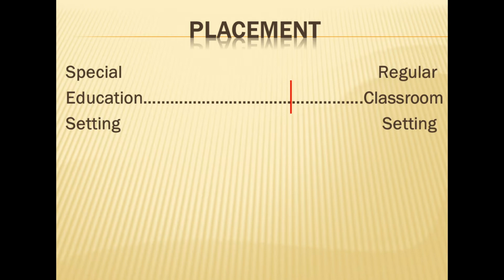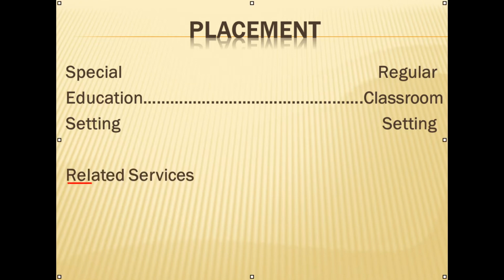One more thing about this continuum. Services are supposed to be geared so that your child ends up more towards the regular classroom than the special ed setting. What I mean by that is the services that are put in place should move your child up in this area and try to keep your child out of this area. That's the goal, and that's what least restrictive environment is, to keep your child in the regular classroom as much as possible. So how do we do that?